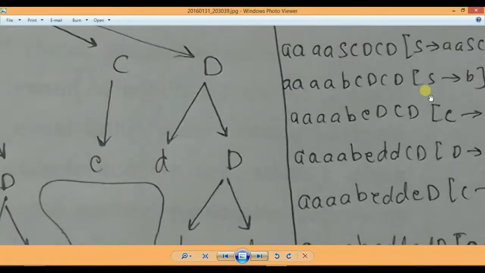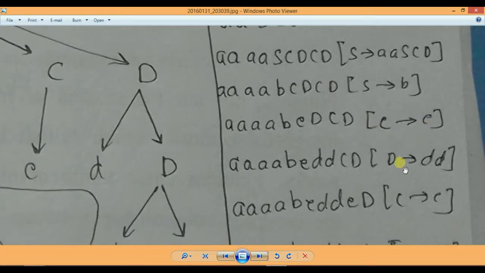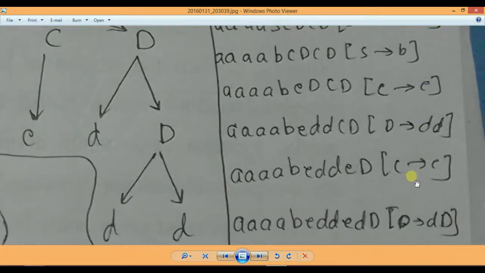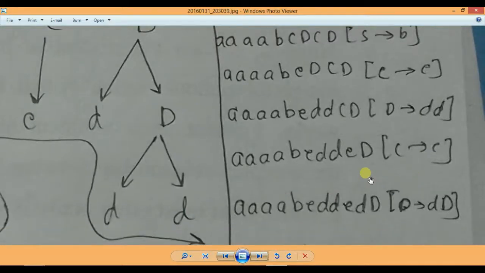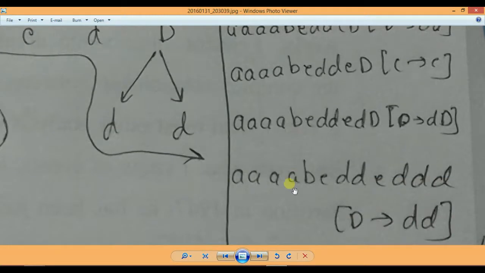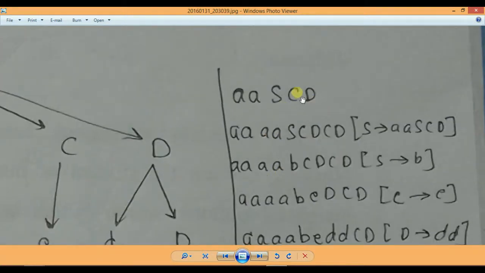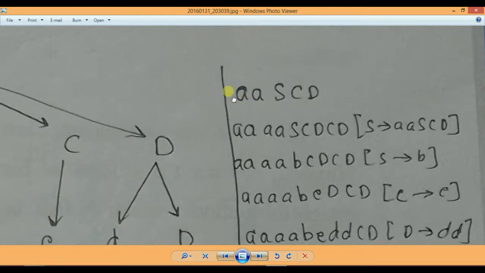At each step I showed how I replace. S is first broken down into small a, capital S, C, D. S is replaced with B, and C with E, D with D, D, and C with D, and so on. In this way we reached the string from the starting symbol.